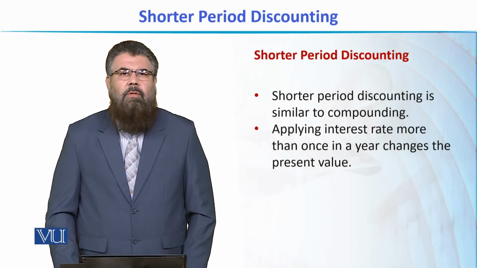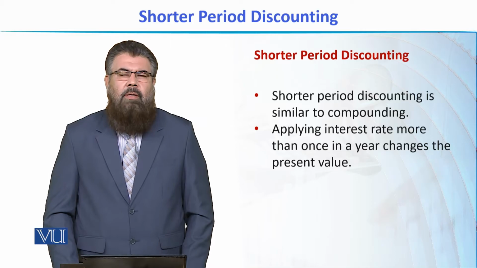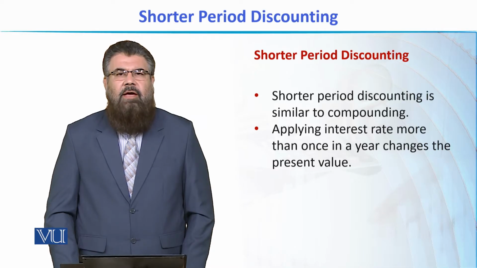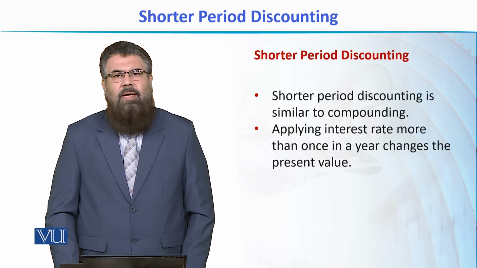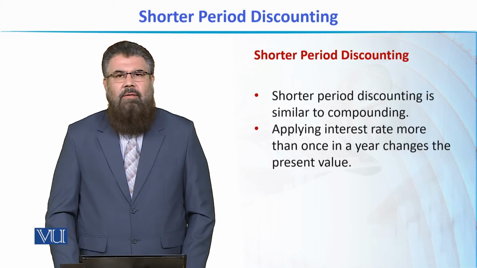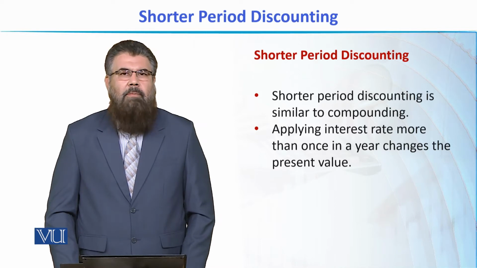We have talked about shorter period compounding, and we have seen how shorter period compounding increases the effectiveness of the rate of interest, and hence we get a greater future value. We discussed that this greater future value is because every time the rate of interest is applied, it is applied on a greater amount, and hence the amount of interest keeps on increasing.